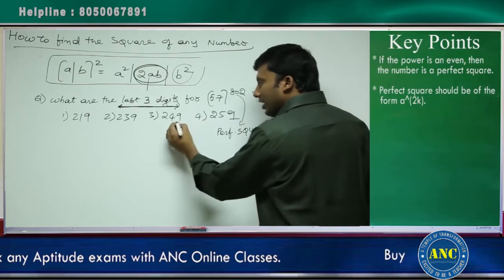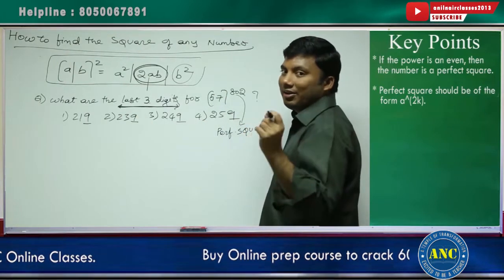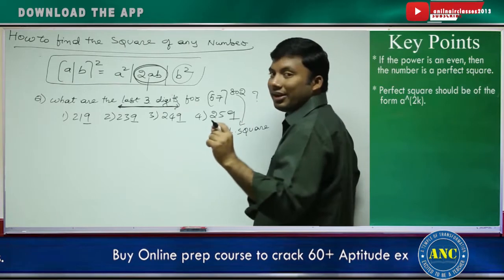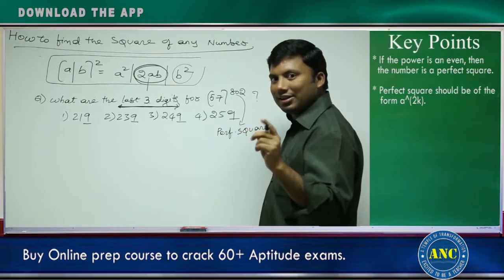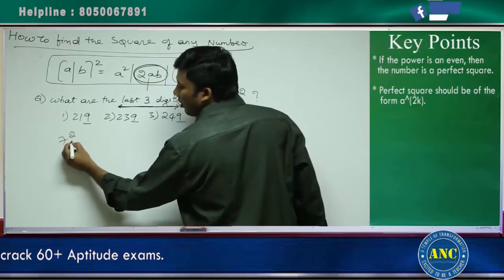All these numbers are ending with which number? 9. What is the nature of a perfect square ending with 9? Tens digit should be an even number or odd number? Tens digit should be an even number. Take a few examples in case you have a doubt.